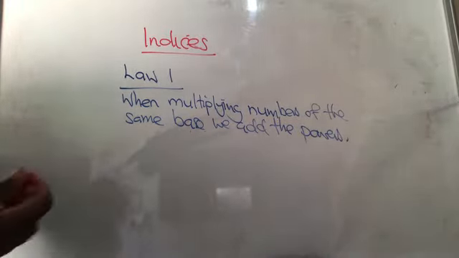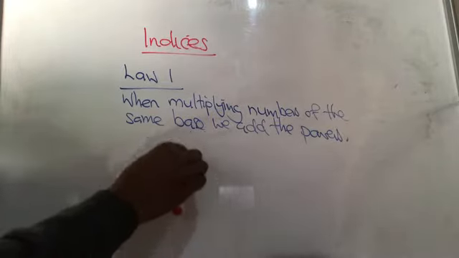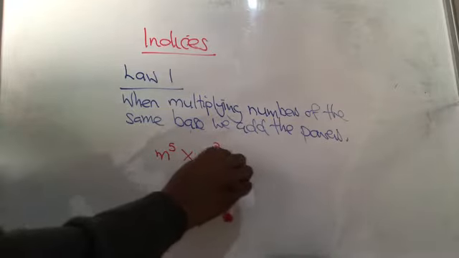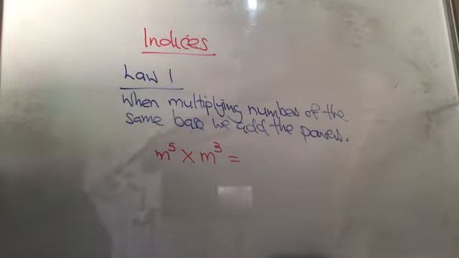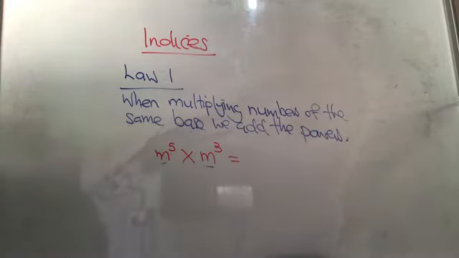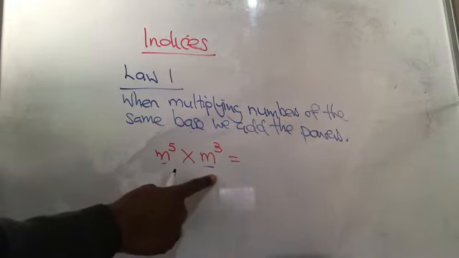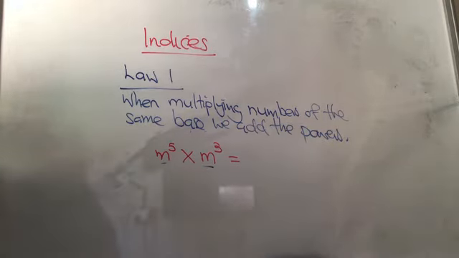M to the power of 5 multiplied by m to the power of 3. It's very clear. You have to pay respect to the base. They are identical. That's the key thing. That's tip number 1, remember. The base should be identical. So if the base is not identical, don't apply law number 1.